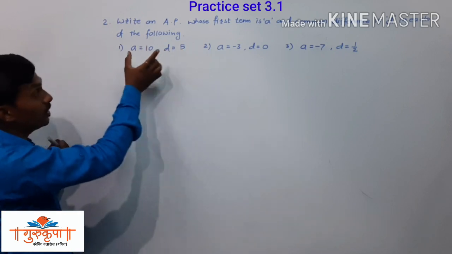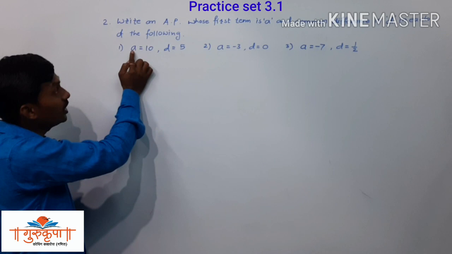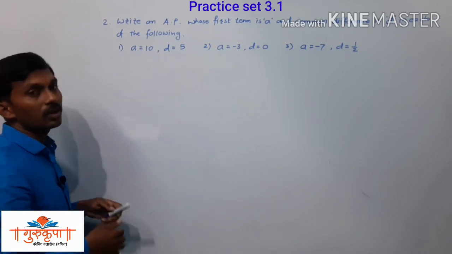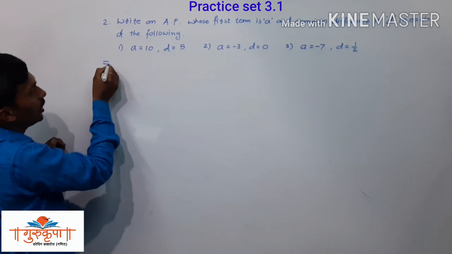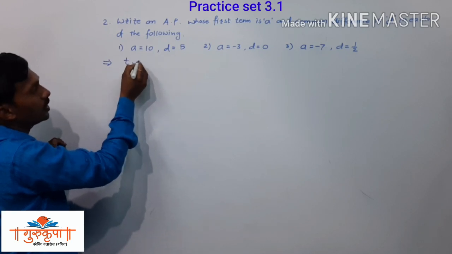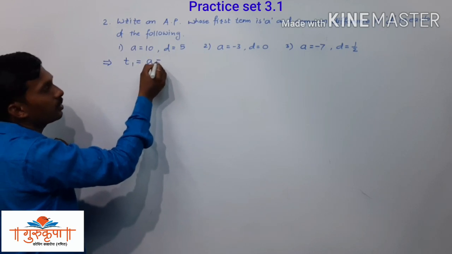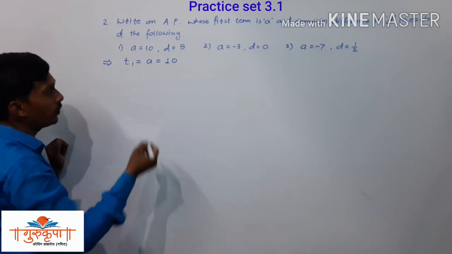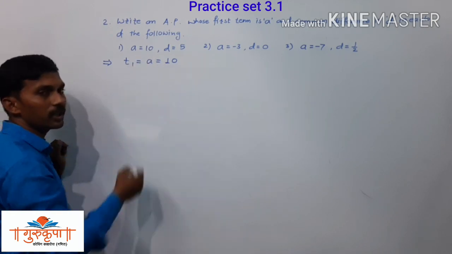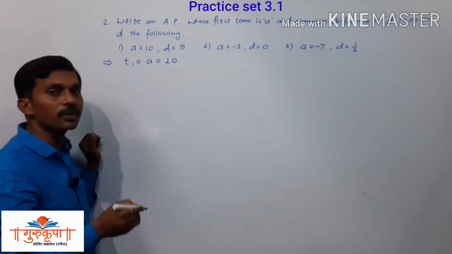For an AP it is given that the first term is 10. A is the first term and D is the common difference, that is 5. So here for the first example we will write T1 first. Since T1 is equal to A and that is given 10. A is called the first term. Simply you can write T1 is equal to 10 directly, since T1 and A are the same. A is nothing but the first term of the AP.